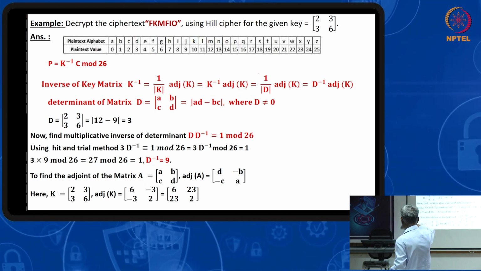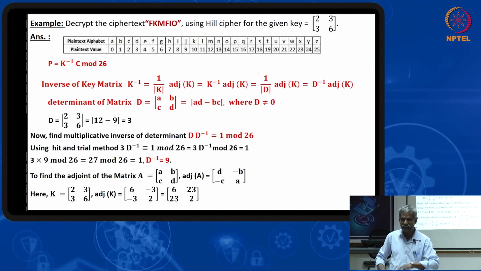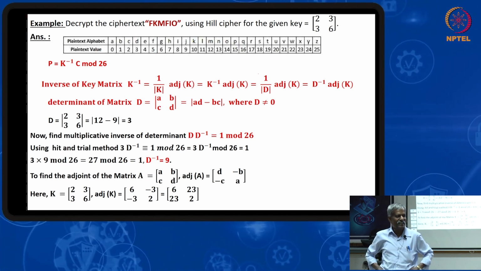In this slide, does anybody have any doubt? Are you able to understand? Okay.